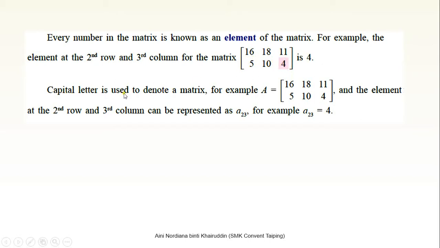A capital letter is used to denote a matrix. For example, this is matrix A. So we write a capital letter, and the element of the second row and third column can be represented as A23. The 2 here means second row, the 3 means third column. For example, A23, the second row and the third column, is equal to 4. So this is the element A23.